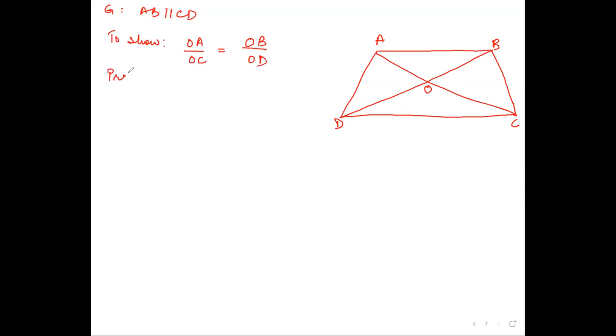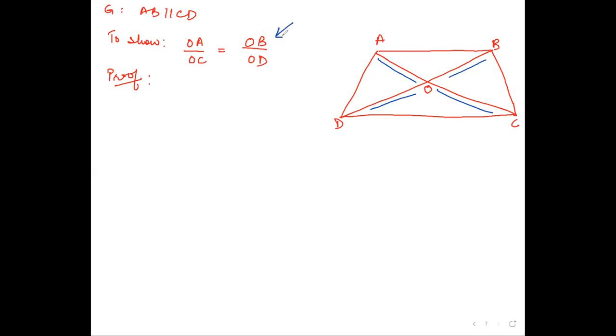Okay, so let's show. Now, where should we start? We always first see what exactly I have to show. OA upon OC. So OA is this, and OC is this. And then OB is this and OD is this. So which two triangles can I take here? And I have to use a similarity criterion. If I somehow show that the two triangles are similar, then I can write this.